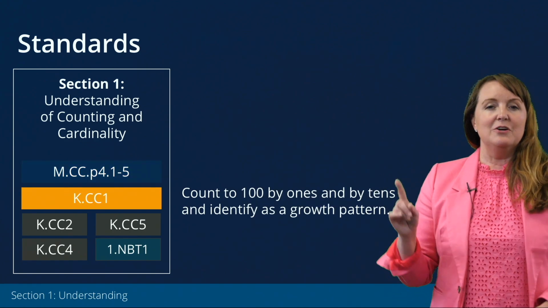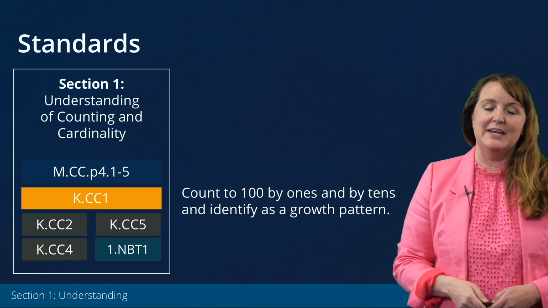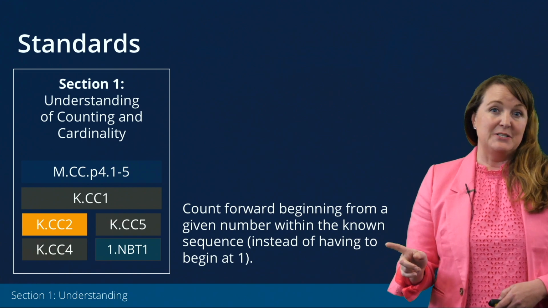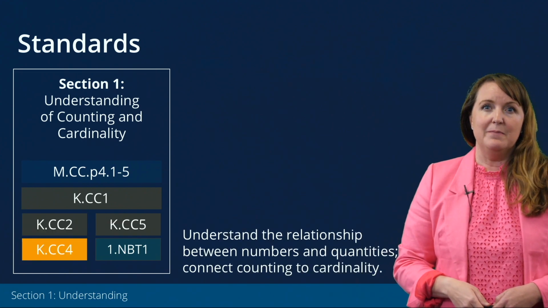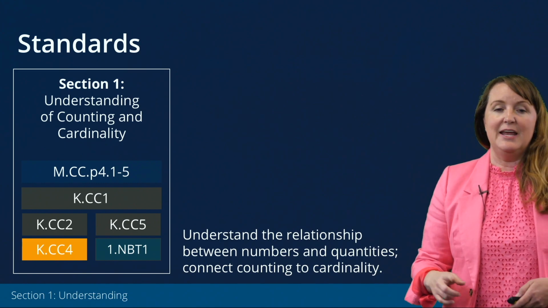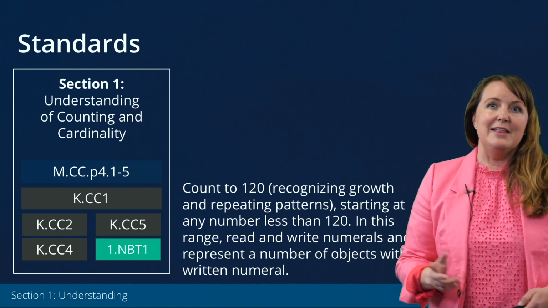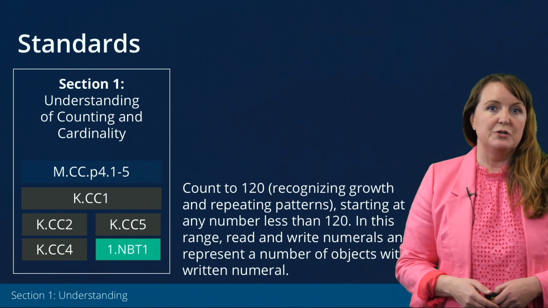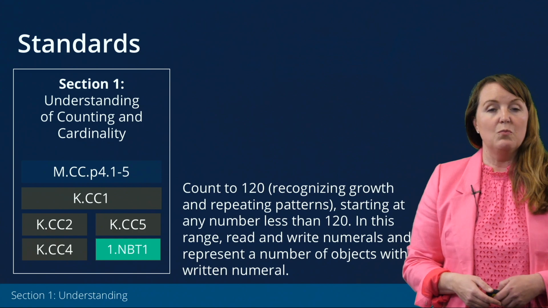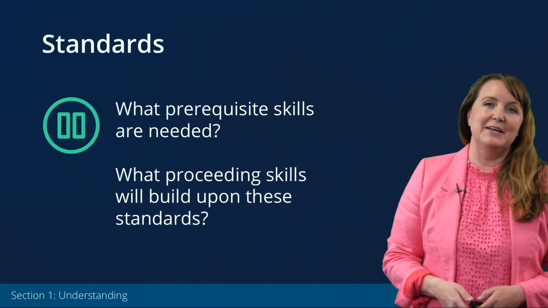As we move to kindergarten, students are expected to count to 100 by ones and by tens. They are expected to count forward, beginning with a number. They are expected to understand the relationship between counting and cardinality. They are expected to answer how many. And then even into first grade, we see that students are expected to count here to 120. Now that's a lot of standards related to counting.